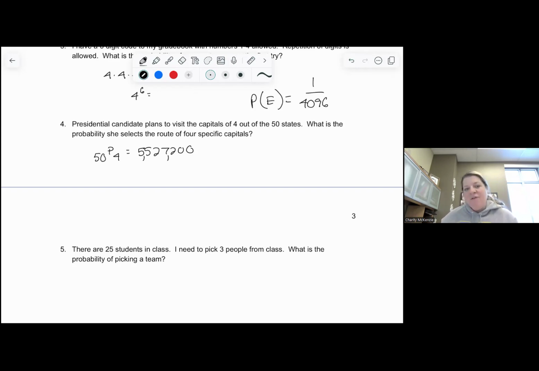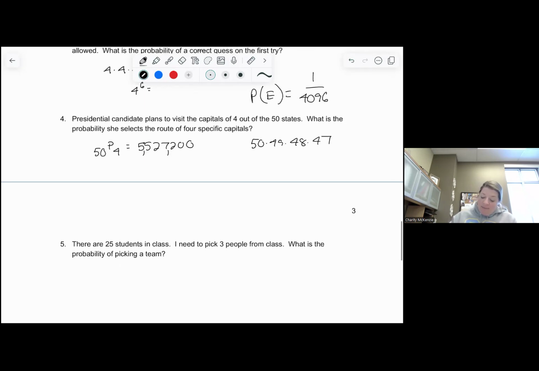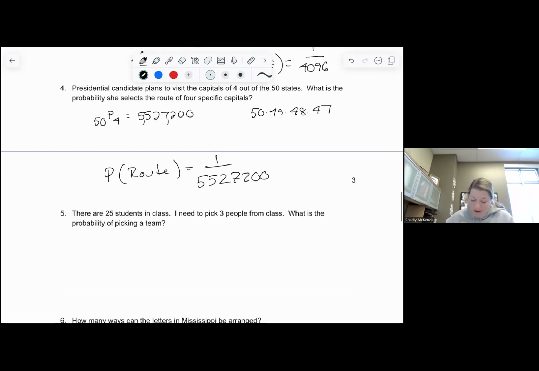5,527,200 ways for you to go to 4 capitals. So if you would have thought through it this way, that was totally fine as well, right? That gives us that same number. I don't need to divide because this is a permutation, and the probability of selecting one specific route, that specific route, is going to be 1 out of our 5,527,200. Not very likely. If you round that probability, it's going to be a 0.